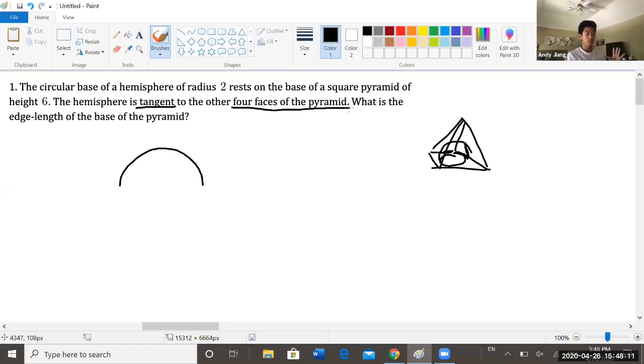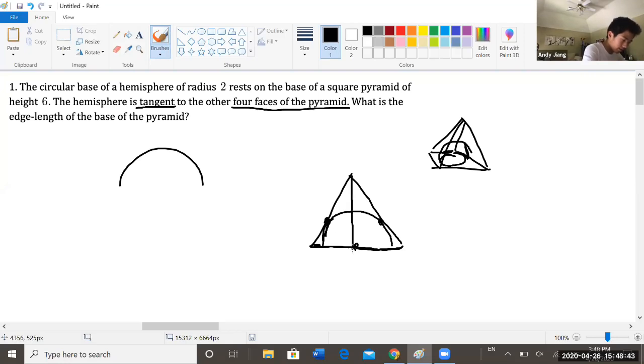So now I'll look at a 2D view of this diagram, where this hemisphere touches the pyramid. So imagine that I took this diagram and then I'm looking at it straight forward. And what do I know from this? Well, I know that this height is 6 and the radius of this hemisphere is 2.